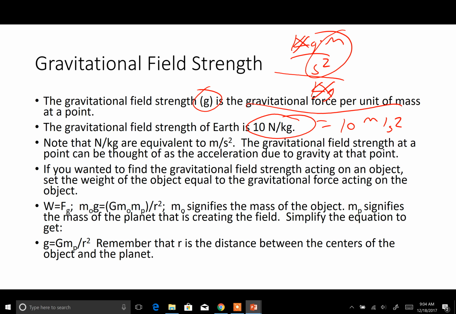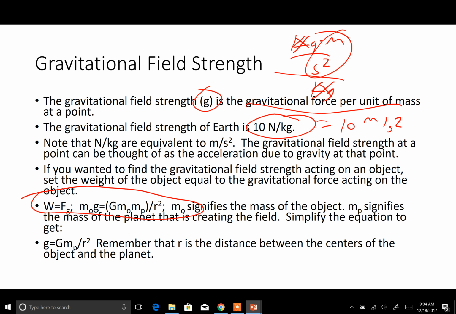If you wanted to find the gravitational field strength acting on an object at a certain point, you're going to take the weight of that object and set that equal to the gravitational force acting on that object. So we're going to set weight equal to gravitational force.